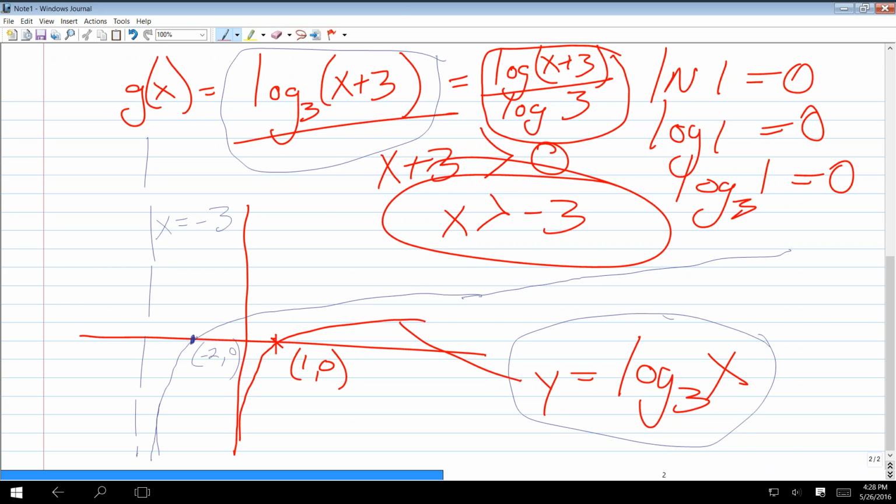Log of x plus 3, divided by log of 3. That should give you something very similar looking to what you had. So negative 0.1243.